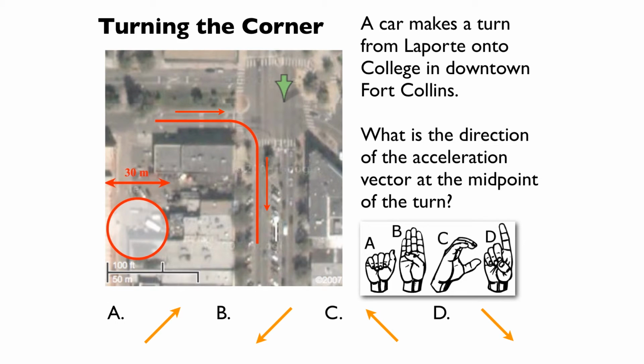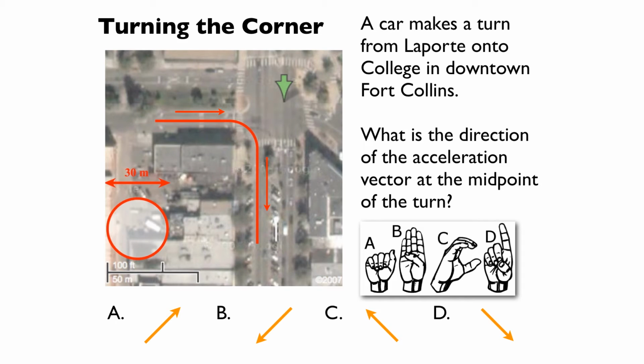And let's look at an example here. It turns out when you turn a corner, you turn your wheel at a certain angle, and you basically follow an arc of a circle. During your turn around the corner, you're basically following the arc of a circle. I measured this out using a Google Maps image for going from LaPorte Avenue to College Avenue in downtown Fort Collins. You go around an arc of a circle that has a radius of about 30 meters.